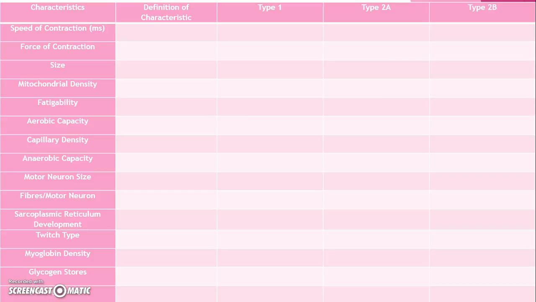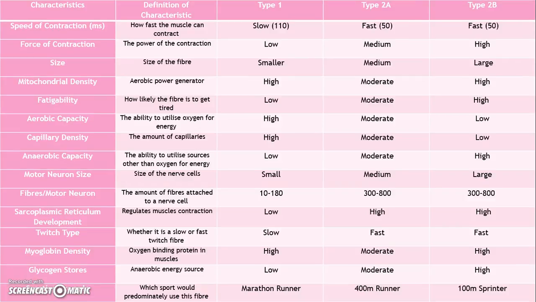Myoglobin is a form of hemoglobin present within the muscles. What myoglobin does, it binds to oxygen and delivers that oxygen to the muscles. Glycogen stores, it's just anaerobic energy stores, and the sporting examples, well, that's quite self-explanatory. Use this information here to help fill out your table. It's all quite obvious really with the high, low, the moderate, or the small and medium, large. It makes sense when you know what the definition of characteristic is. So like I said, next week we're going to look at the sliding filament theory.